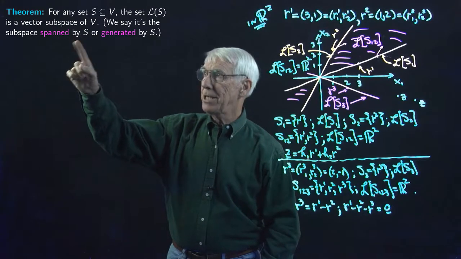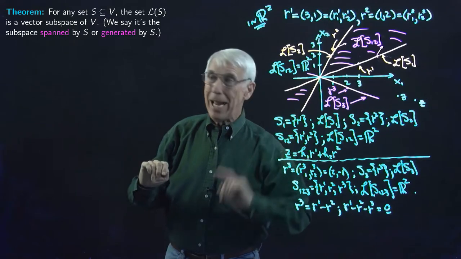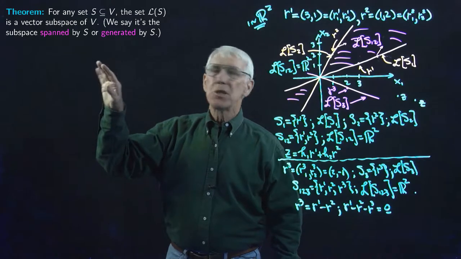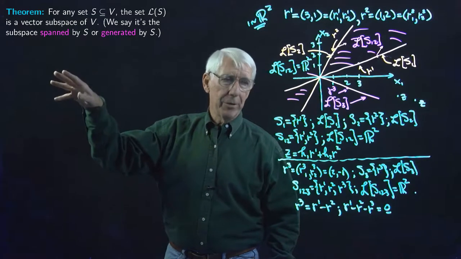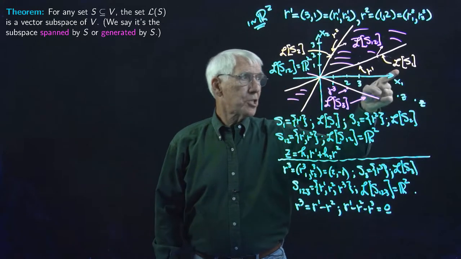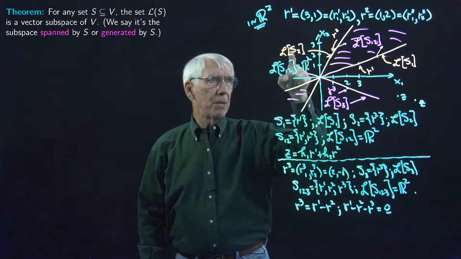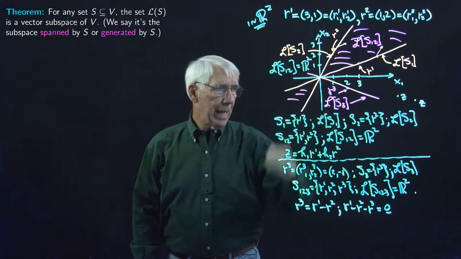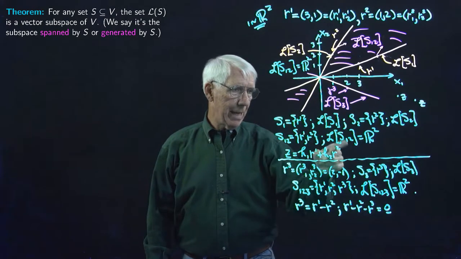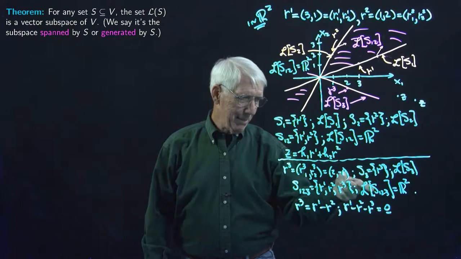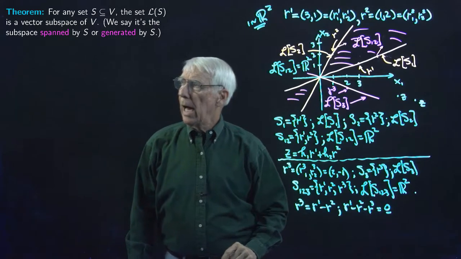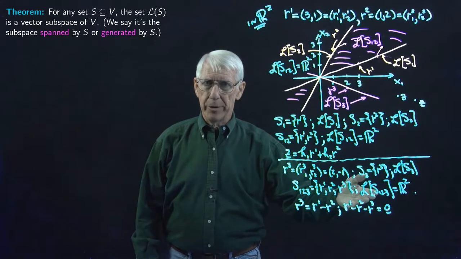for any set S, the set of linear combinations, the span, is indeed going to be a vector subspace, and we call it the space spanned by or generated by the set. So this would be the subspace spanned by the set S1. This is the subspace spanned by S2, and R2 is the subspace of R2 spanned by S12, but it's also spanned by S123. And so, as I say, we also call it the subspace generated by that set.